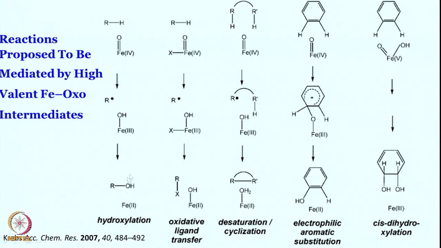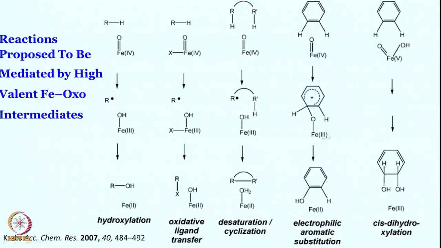So there is always a tendency for this hydroxylated product formation, but as you have seen in this case, as also in this case, with a suitable substrate and the right orientation, it is possible to force them indirectly to pick up some other possible product formation. Okay? So it could be desaturation or cyclization.